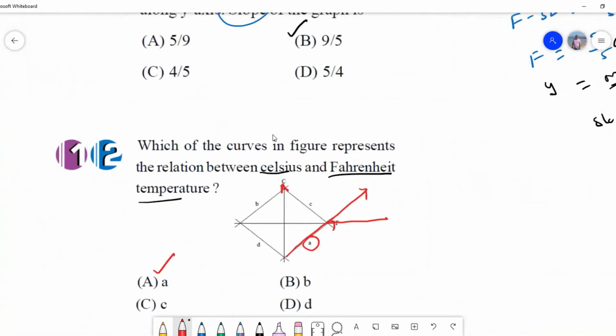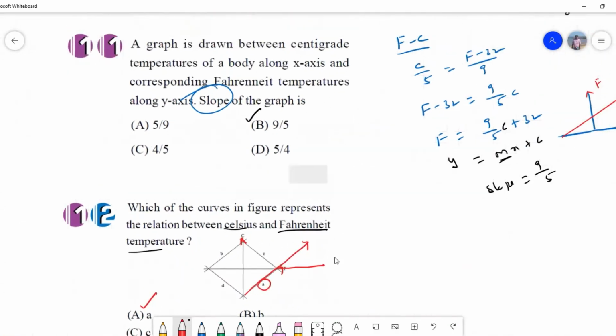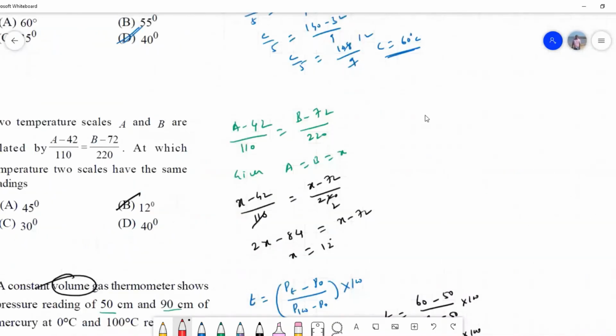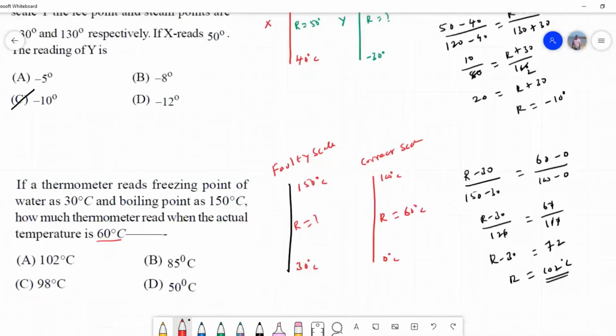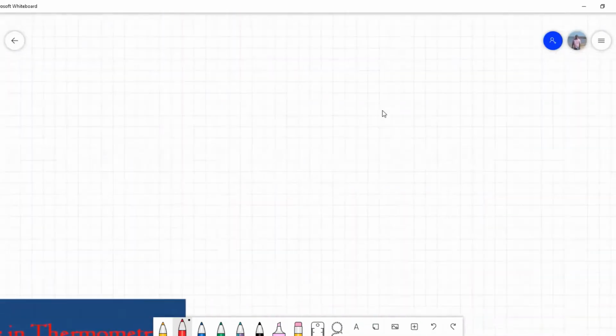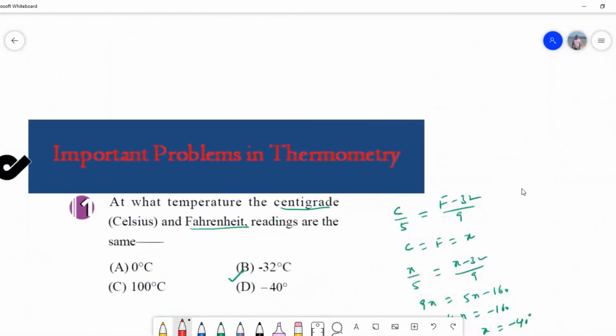So these are some of the standard problems in thermometry that we can learn. It covered all the different models that are there in thermometry. I hope you all understood the important problems in thermometry. And I wish you happy learning.